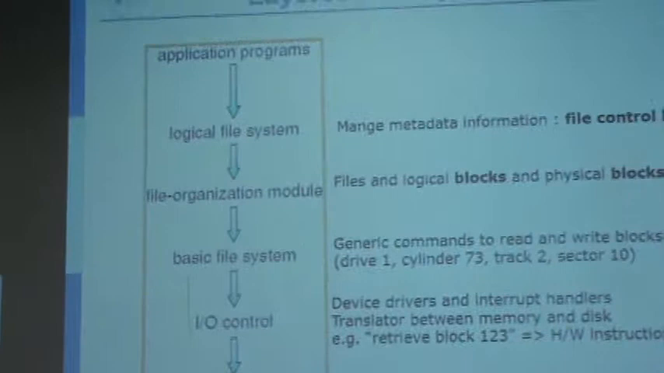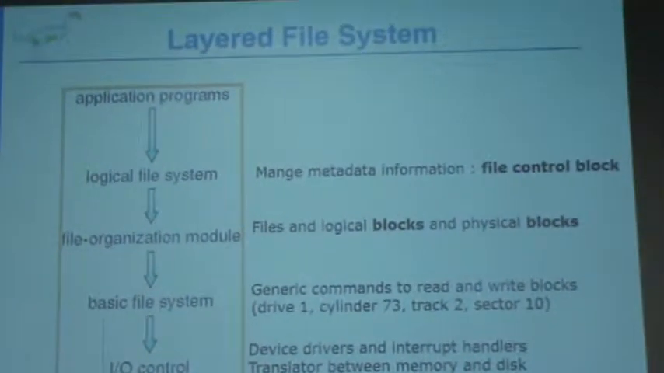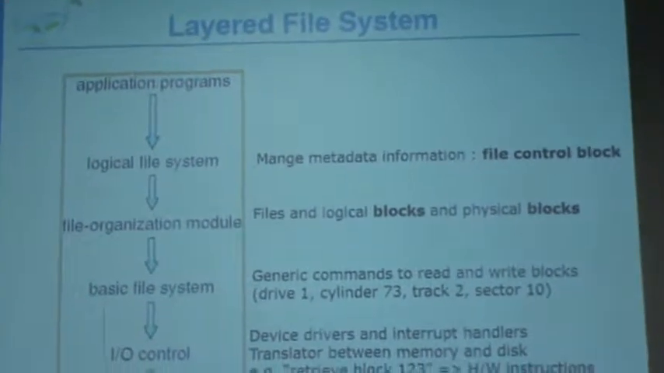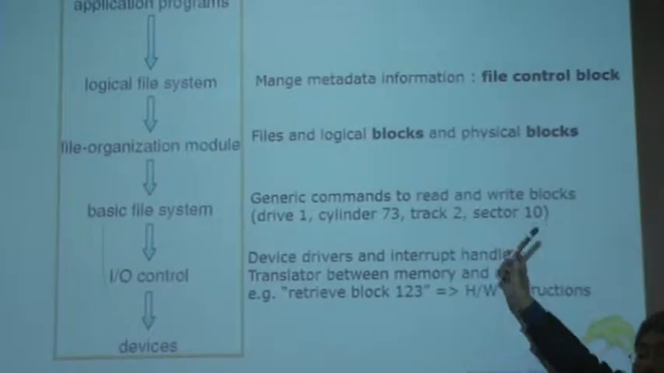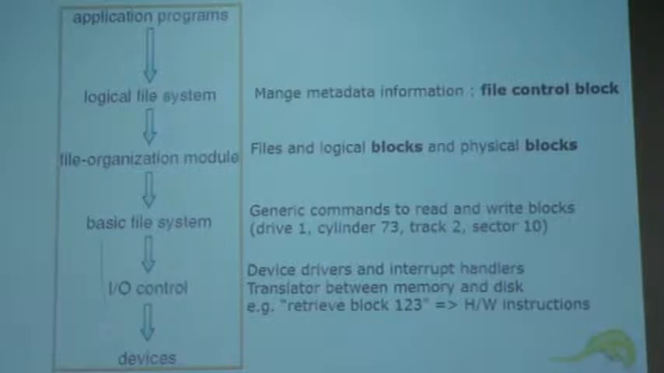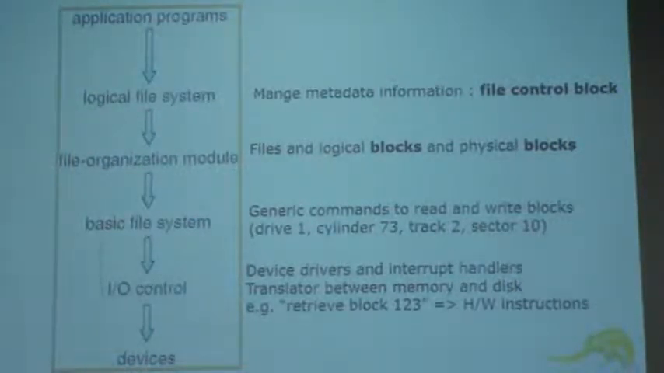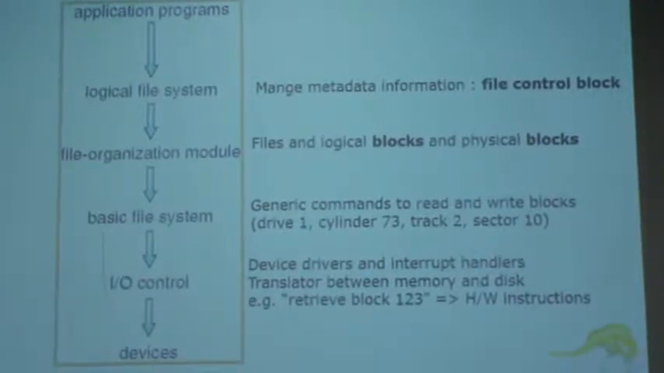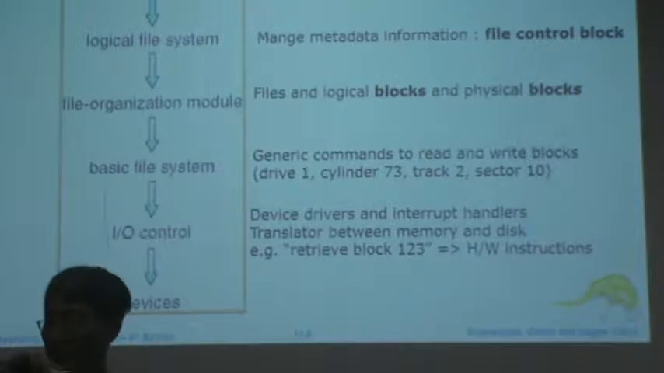The next layer is the logical file system. It has a file control block, which has all the information about your file. Then this file basically consists of blocks, as we have discussed a lot. That is also discussed in the database class.